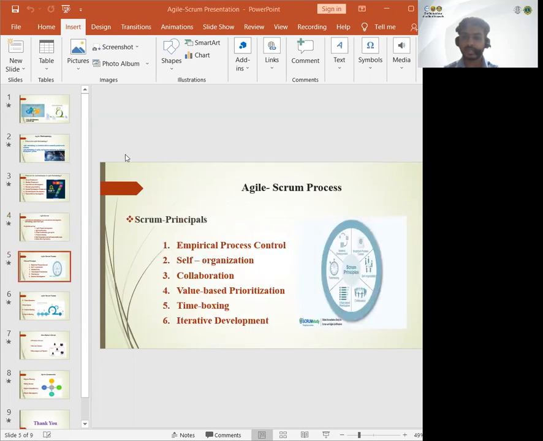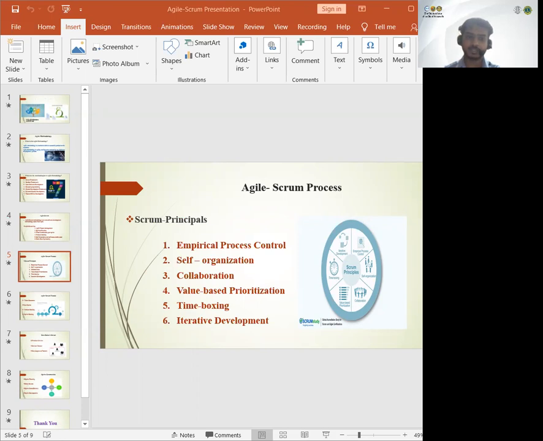Let's look at what the Scrum principles are. First one is empirical process control, then self-organization, collaboration, value-based prioritization, time boxing, and iterative development. Let's look at empirical process control. Full control over the process is done through inspection. The software team always works with inspection.